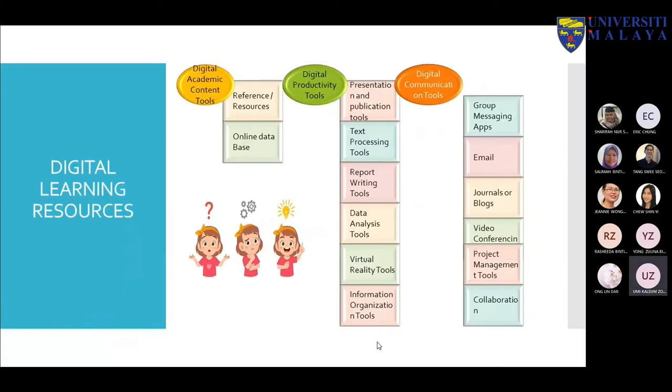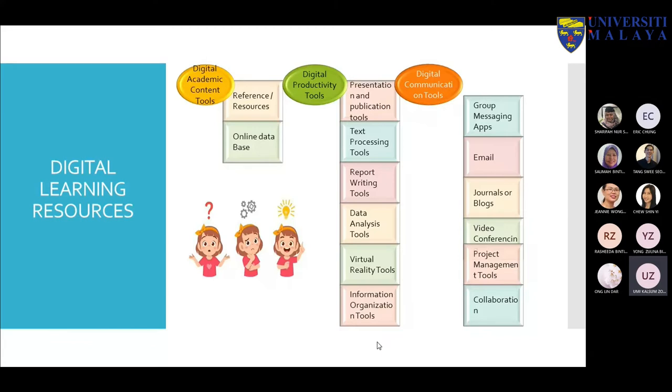Based on our literature review, we came up with several variables for the digital learning resources. As we mentioned before, digital learning resources can be divided into three categories: digital academic content tools, digital productivity tools, and digital communication tools. The digital academic content tools consist of references and resources and online databases. And for the digital productivity tools, there are six variables involved: presentation and publication tools, text processing tools, report writing tools, data analysis tools, virtual reality tools, and information organization tools.